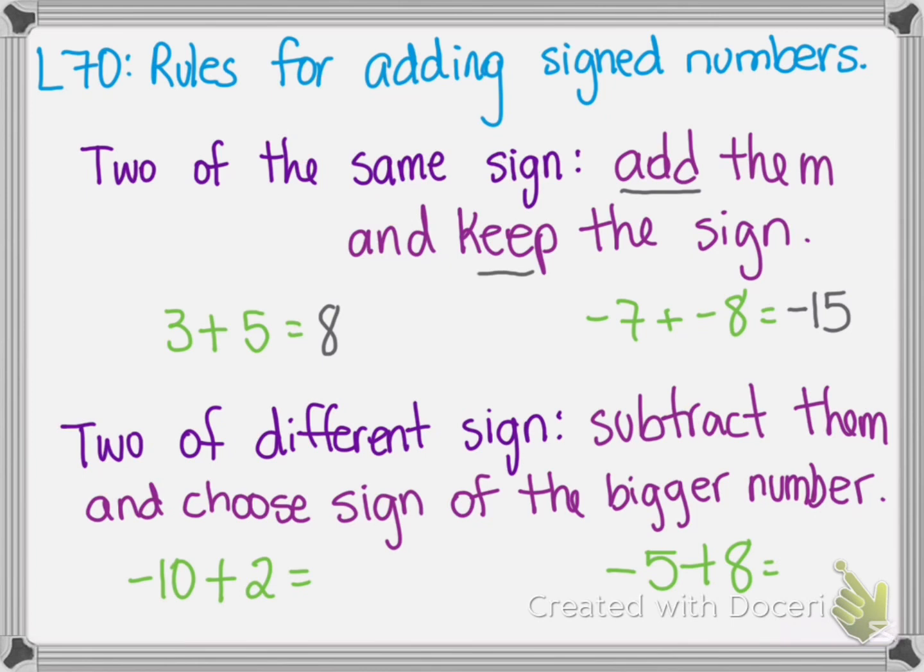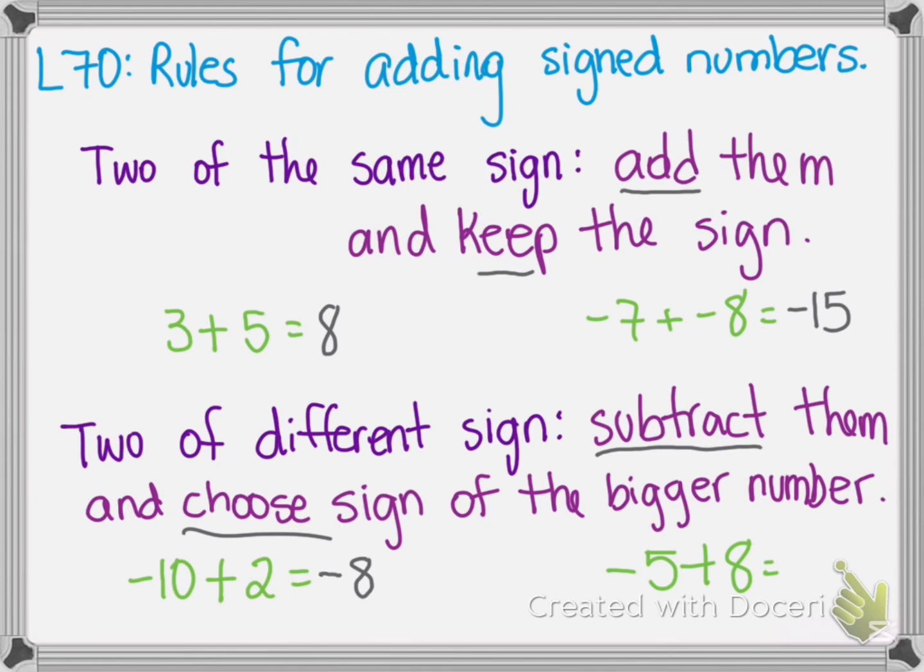Now, if we have two numbers with different signs, if we have a positive and a negative, what we're going to do is subtract the numbers, and then we're going to choose the sign of the bigger number. Think about what we learned in the last lesson, that they're going to cancel each other, and whatever we have more of, that's what we're going to have left over. So let's think about these. Negative 10 plus 2. Okay, what we're going to do is subtract. So 10 minus 2 is 8. And then we're going to choose the sign of the bigger number. The bigger number is 10, so this is negative 8.